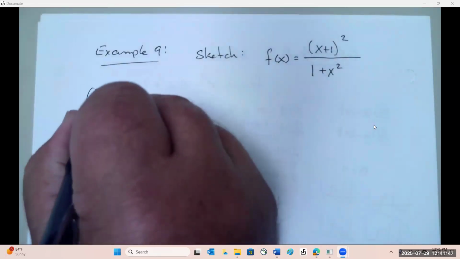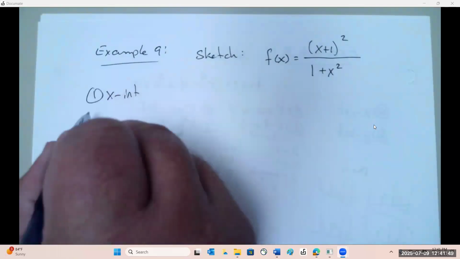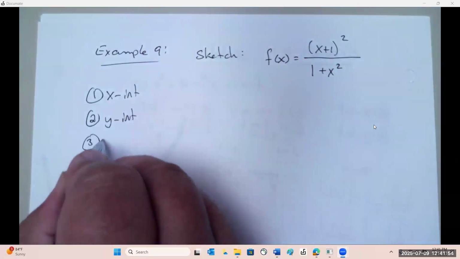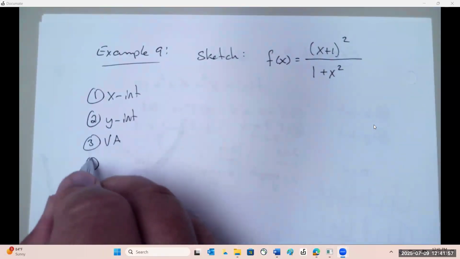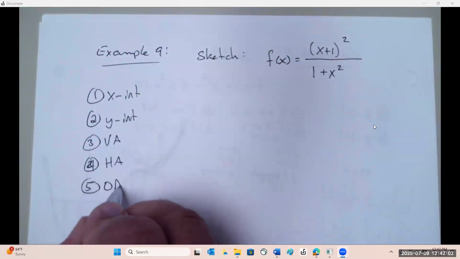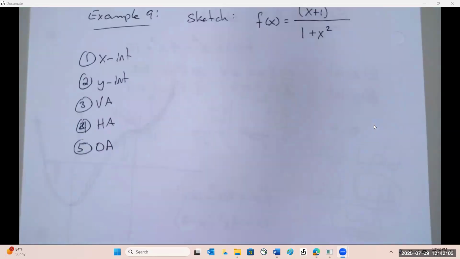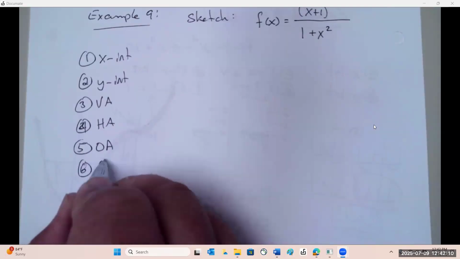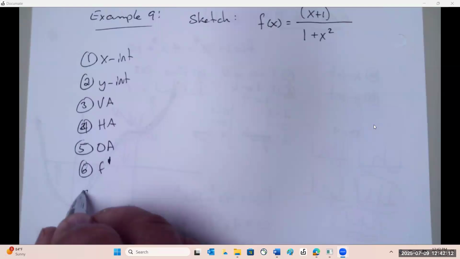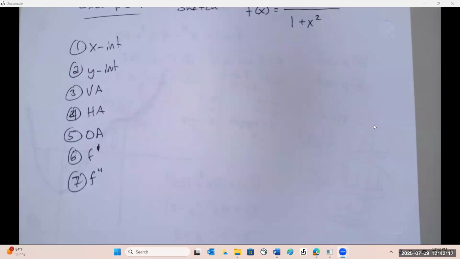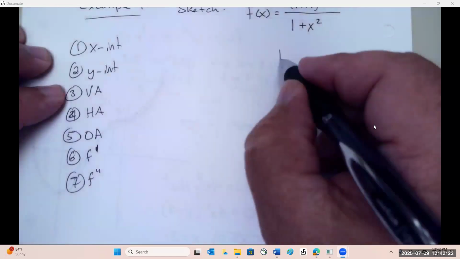So here we're going to try to find x-intercepts, y-intercepts, vertical asymptotes. Oh, that's 4. Horizontal asymptotes, oblique asymptotes, and then we can go on with our first derivative and then our second derivative for concavity and increasing. Find intervals. And then we'll sketch our graph over here.